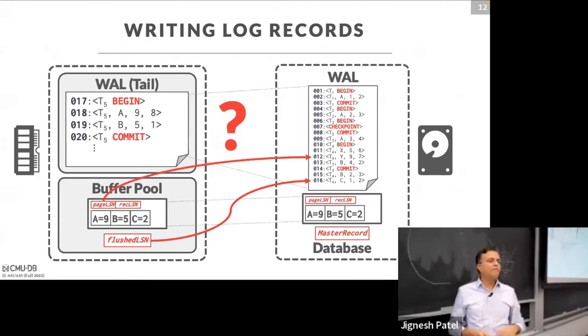But at this point in the analysis phase, all I've done is collect that piece of information. That dirty page table tells me I do not need to go any further back than the min of those numbers in the dirty page table, in this case, min of 20 and 8. And from that, I'll just blindly start reapplying all of the log records. Okay, and in this redo phase, we will apply all these transactions.